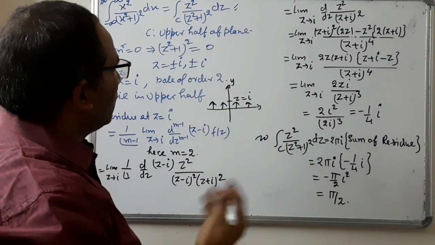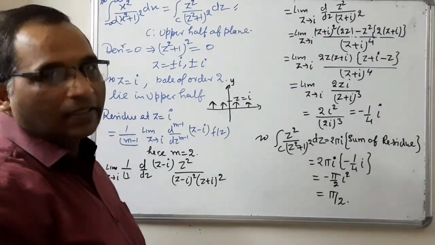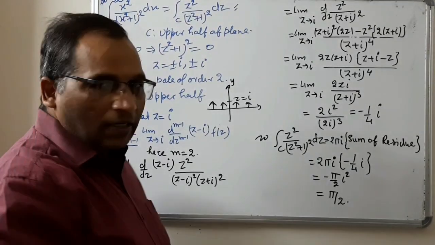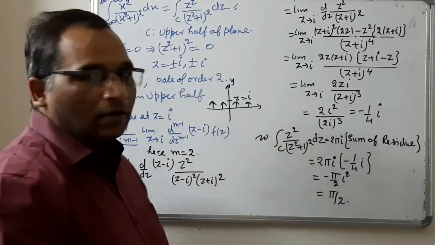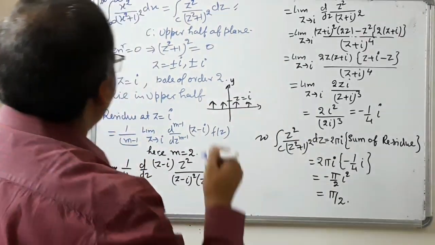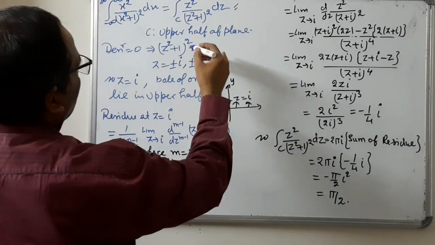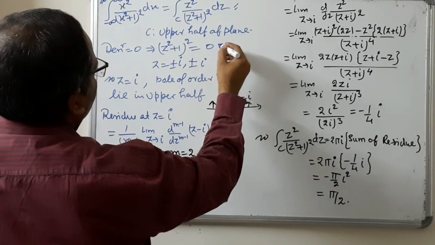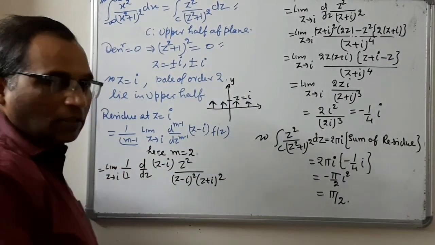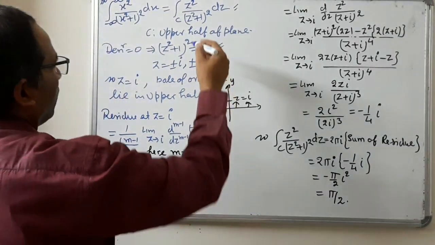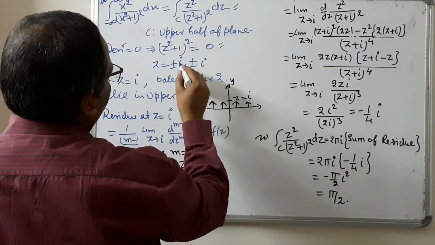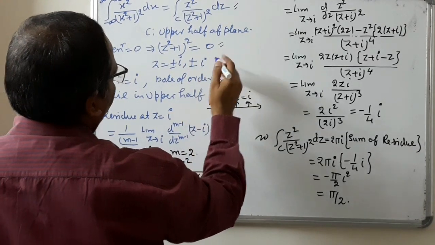First we find the singularities, and then we will find the residue. We will take the singularity which lies in the upper half of the plane, for positive y-axis, right? So if we put the denominator equal to 0, we get (z square plus 1) whole square equal to 0. So z square is equal to minus 1, that means z equals plus minus i. And the power is 2, that means we can write z equals plus minus i and plus minus i.